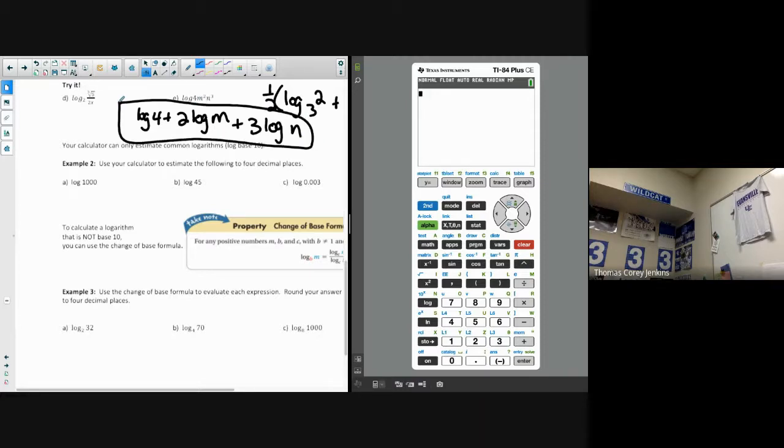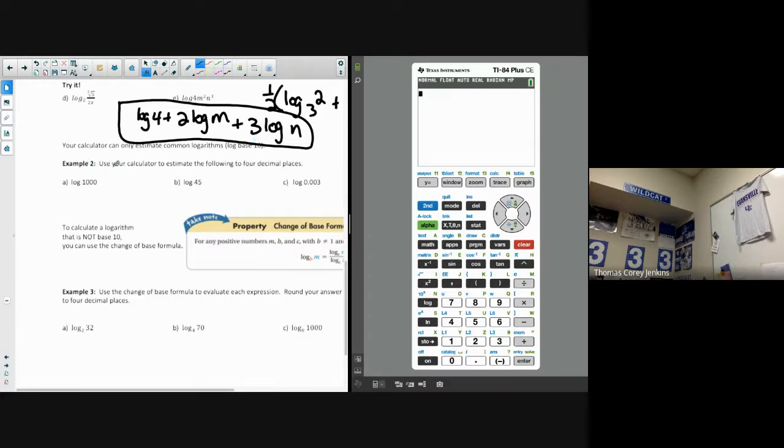All right, and like I say, I'm sure you guys will have questions over this, but these are good, important, fundamental skills, okay? So make sure that you stay up on this stuff and ask questions when you have them. So it says your calculator can estimate common logarithms, which is just log base 10, okay? So let's go over how that looks.